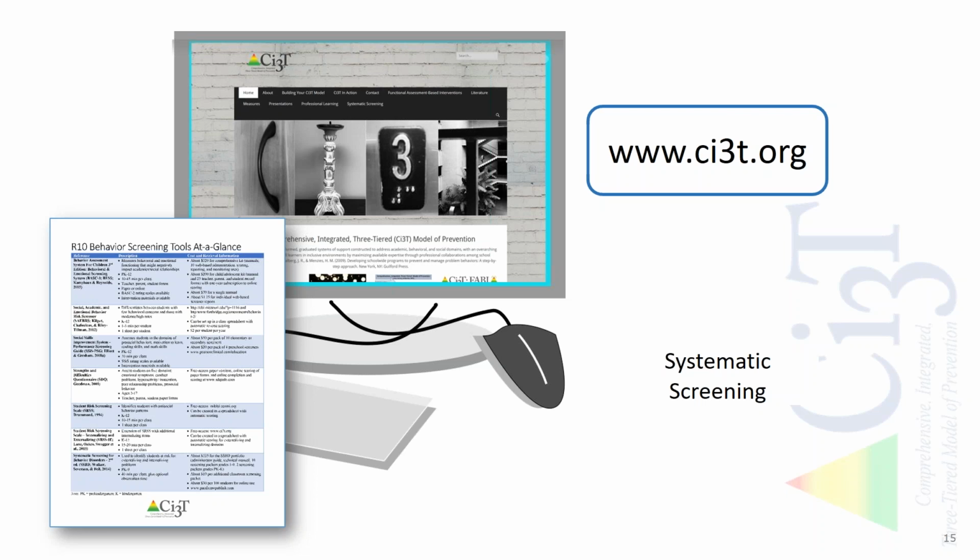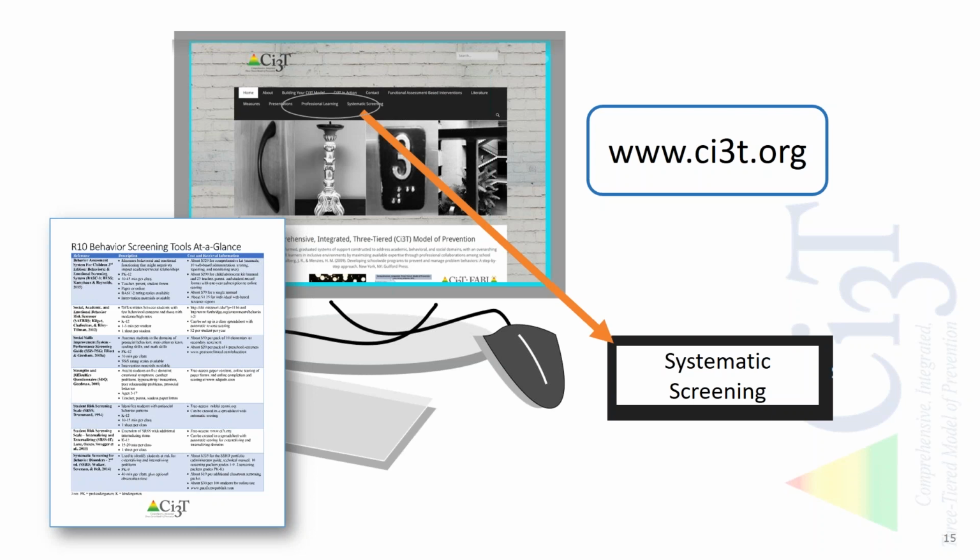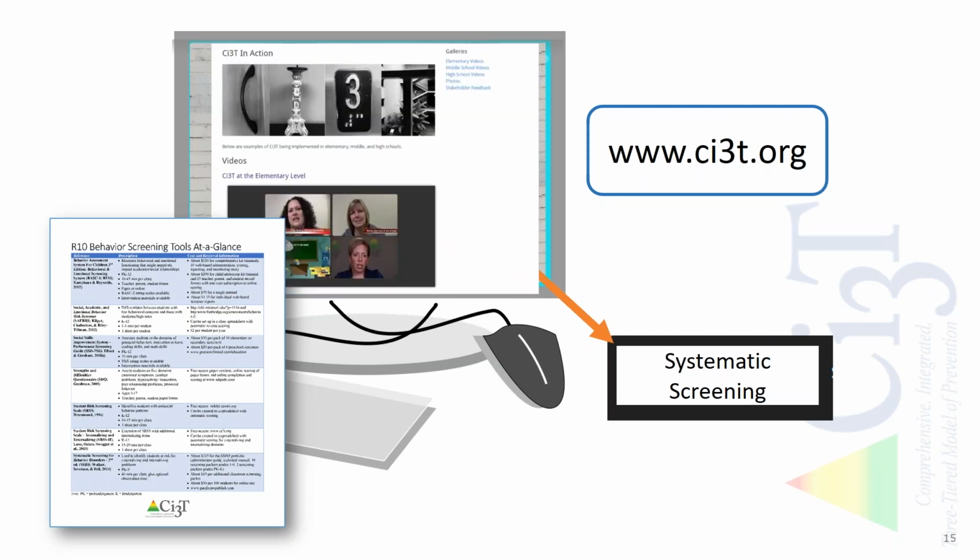And at this time, we're starting to really gain some traction. There was for a period of time in the early years, more screening tools available at the elementary than the other levels like preschool or middle or high school, but we're starting to see some breadth of screening tools over time. So if you do have time following this webinar, you might make yourself a note to log into ci3t.org and check out that systematic screening tab. And on that, you'll also find another tab called CI3T in Action. And there are some videos from elementary, middle, and high school site leaders and district leaders actually, who have been involved in systematic screening.